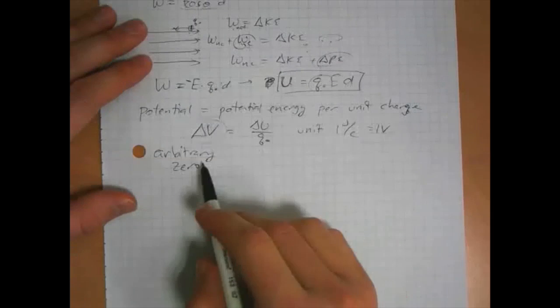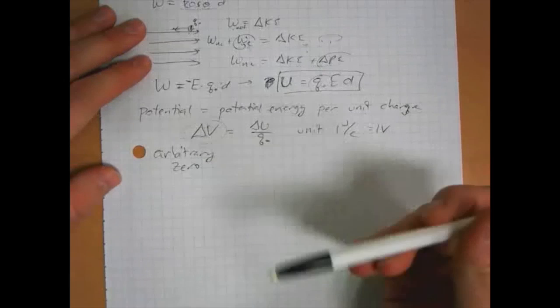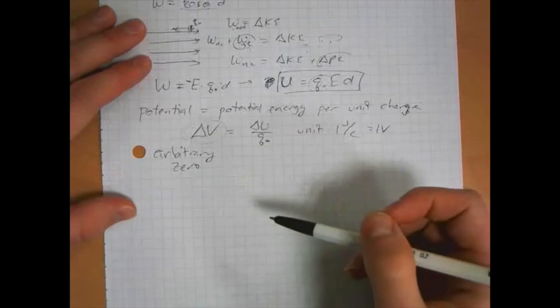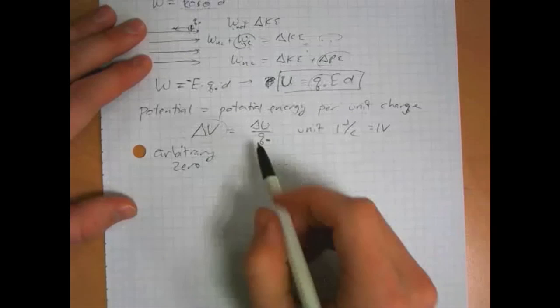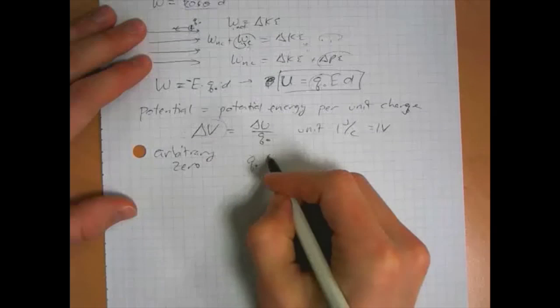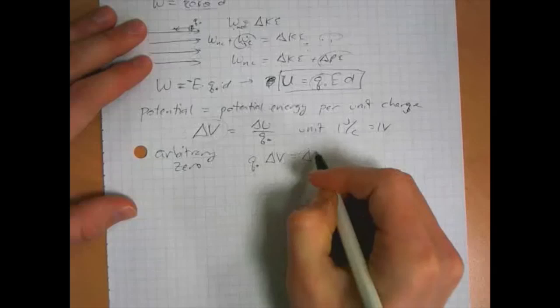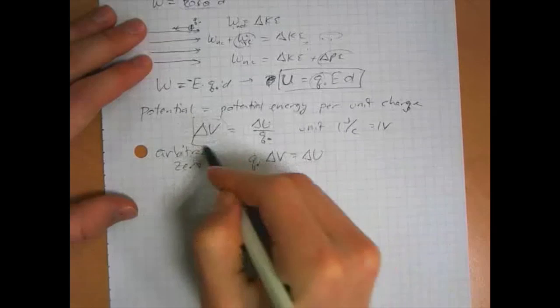There's another common unit of energy used in physics that comes out of this sort of formula. We know Q naught times delta V is equal to a change in U, just by rearranging this equation right here.